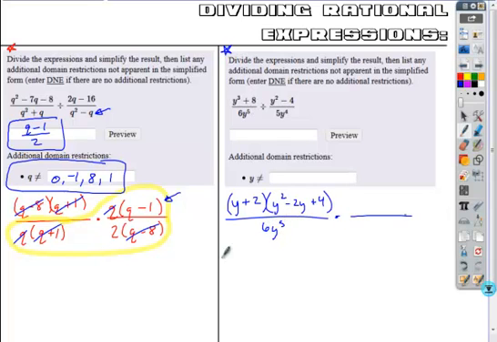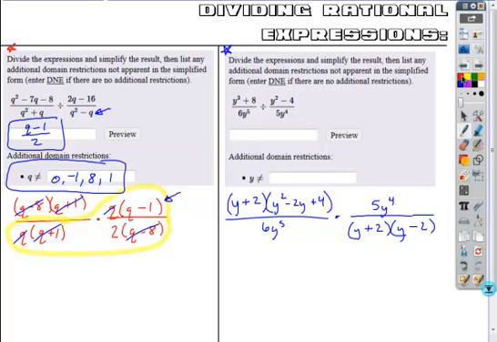We're going to invert and multiply. So the y squared minus 4 gets moved to the denominator. It is the difference of squares, so I'm going to factor that into the sum and difference of the terms being squared, which are y and 2. So the sum and the difference. And then the 5y to the fourth gets moved up to the top.